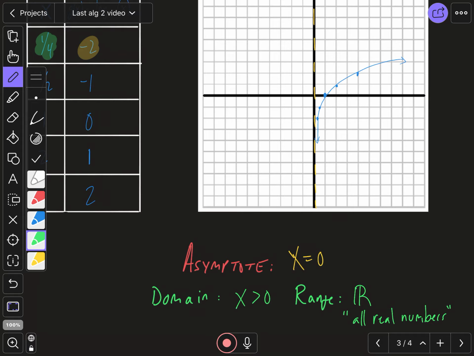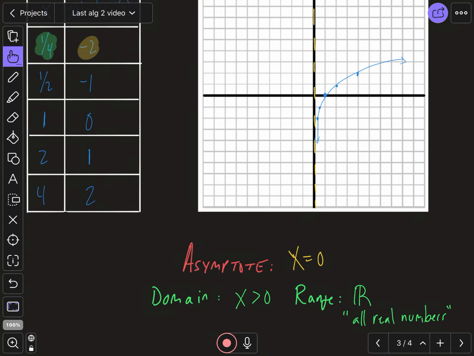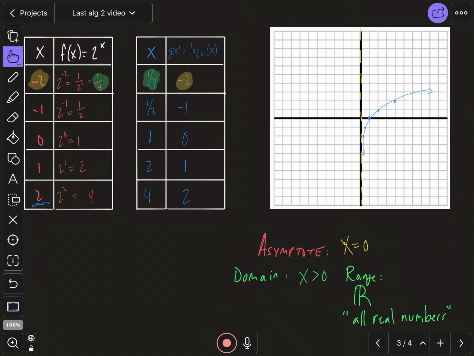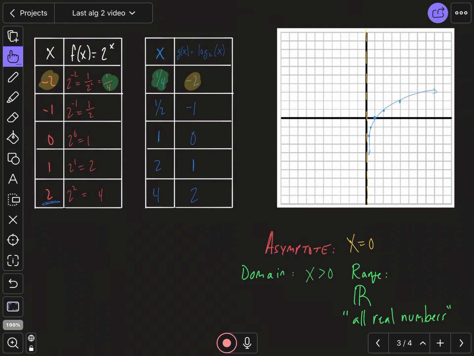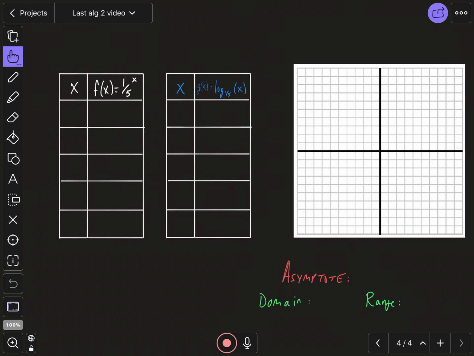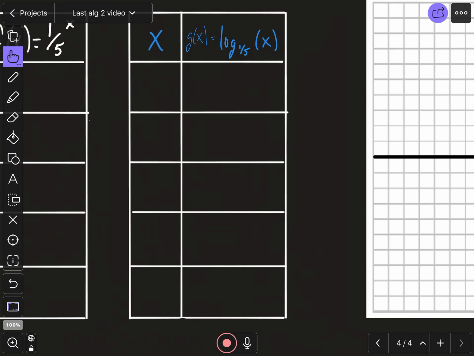So find the domain and range, pretty simple for this type of function. All right, I'll do that one more time with you, but this is really the gist of the lesson here. Okay, so we have this function that we want to graph, which is log base 1/5 of x.